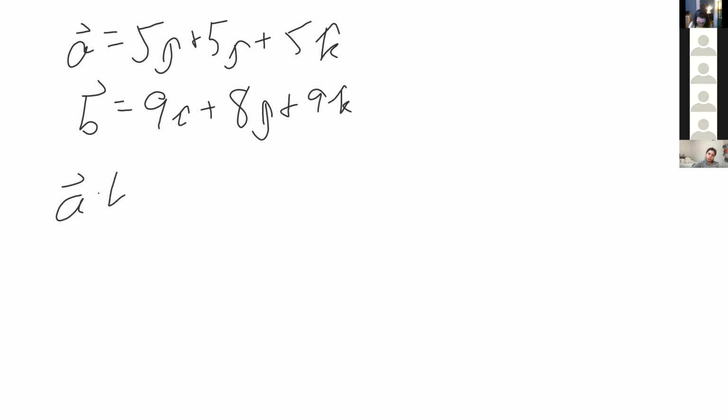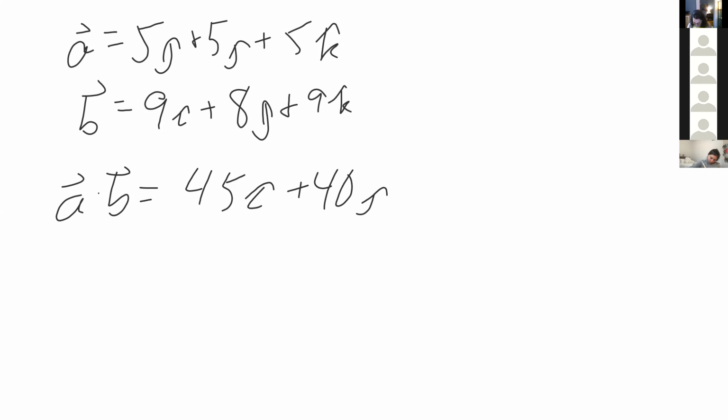So A dot B is going to be equal to the x components multiplied together. I'm just going to do this multiplication here. 5 times 9 is 45 i hat. 5 times 8 is 40 j hat. And then 5 times 9 is again 45 k hat. So that's one thing you have to calculate.